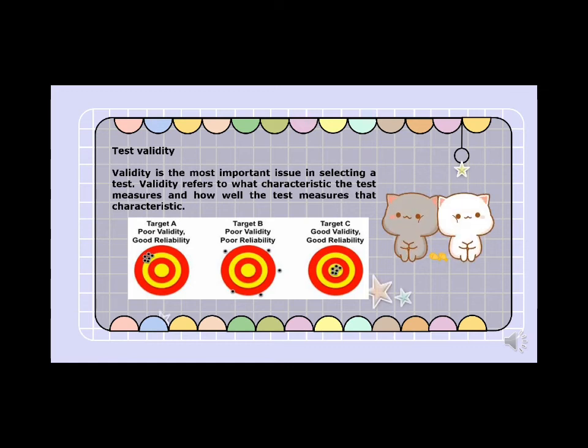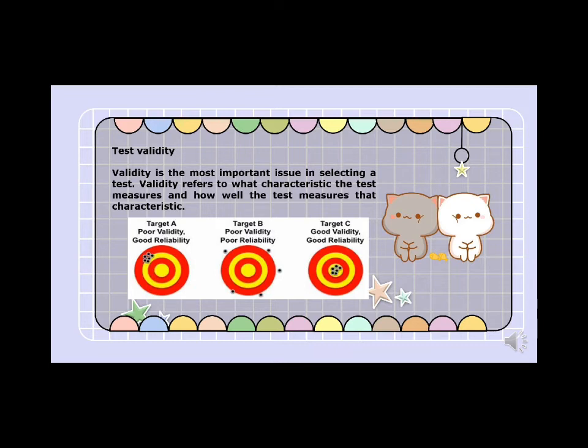So let's proceed to test validity. Test validity is the most important issue in selecting a test. Validity refers to what characteristic the test measures and how well the test measures that characteristic. So these are the examples.